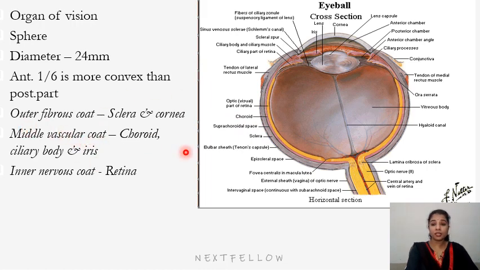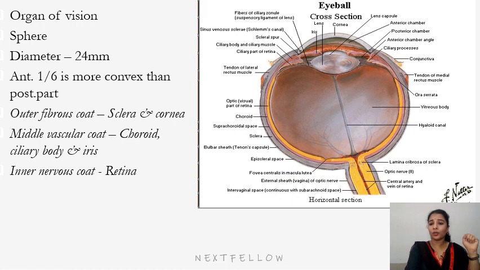Then the middle vascular coat contains the choroid, ciliary body and iris. So the middle vascular coat posteriorly contains the choroid. Choroid forms the ciliary body and further continues to form a muscle called the iris. And the inner nervous coat, we can divide into nervous and non-nervous part. Nervous part contains the retina. Non-nervous part contains the pigment layer of retina, which continues anteriorly.